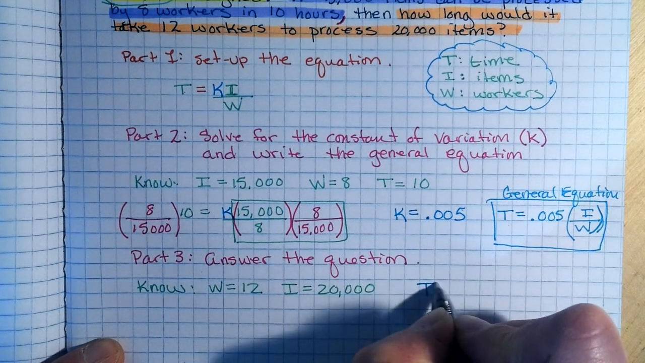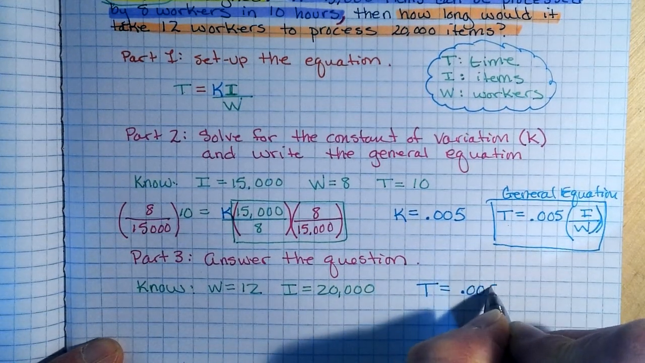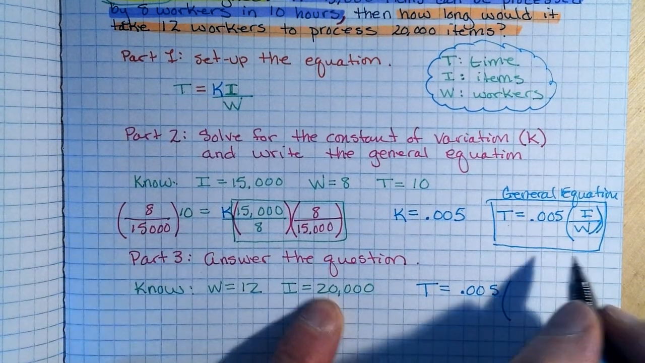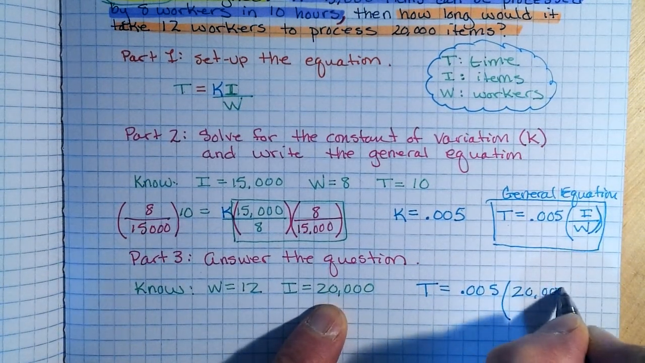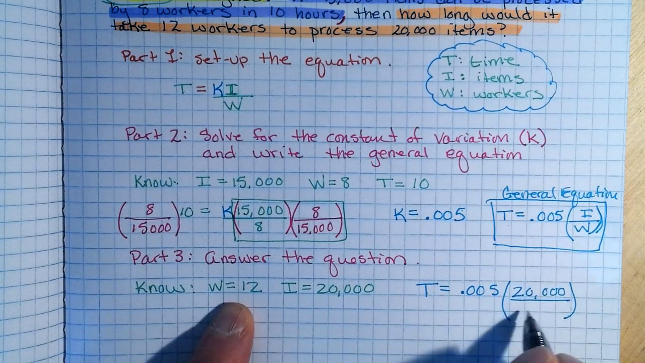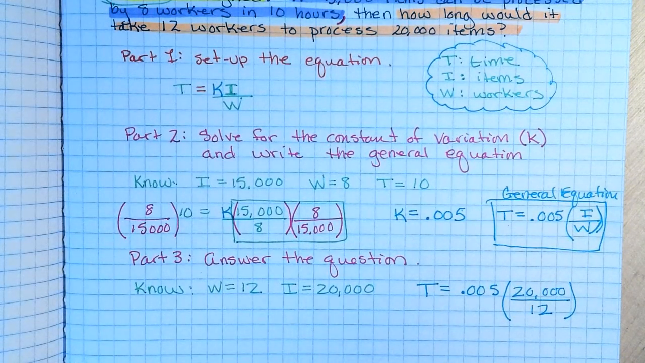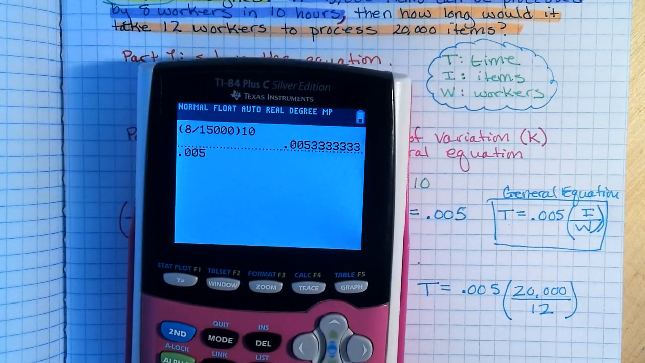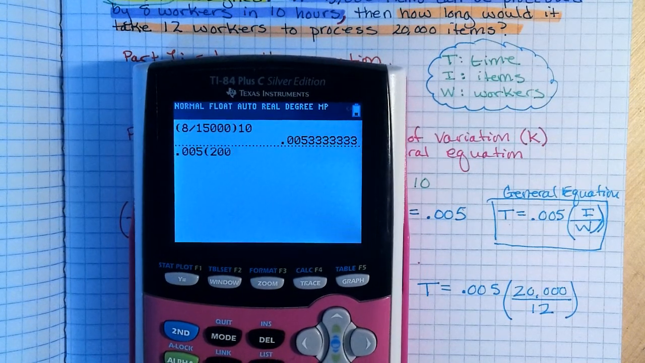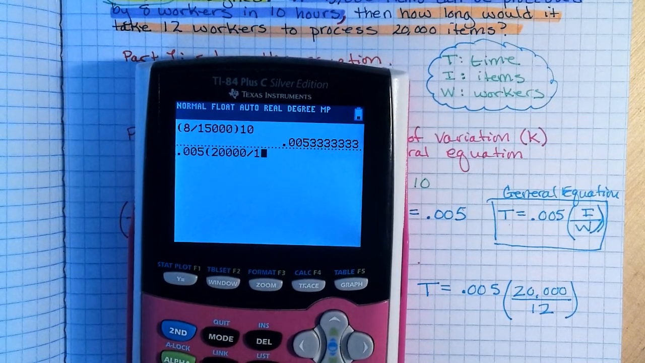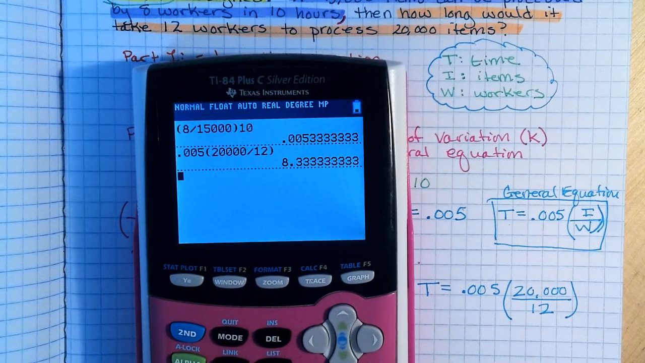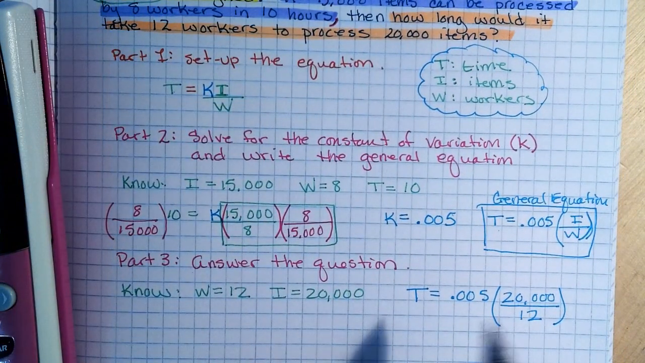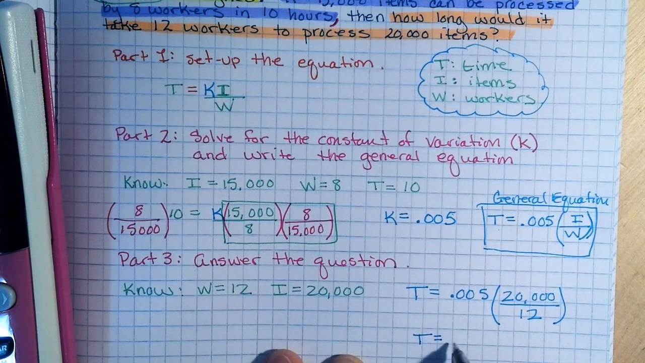So the amount of time is going to be 0.005 times my items, which is 20,000, divided by the number of workers, which is 12. So that means I have 0.005 times 20,000 divided by 12. And that gives me a time equals 8.33 repeating hours. Well, that's kind of funny.